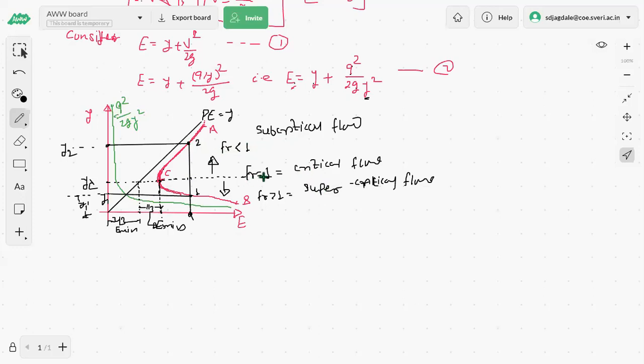At critical, the Froude number is exactly 1. The associated flow depth is critical, that is yc. The associated discharge is Qc, that is the critical discharge. Okay, so likewise we have observations. Once again, I will repeat the same. When the discharge is passing at y equal to y2, the depth of the flow will be more and the flow velocity will be less, isn't it?